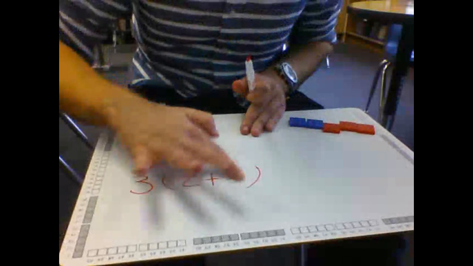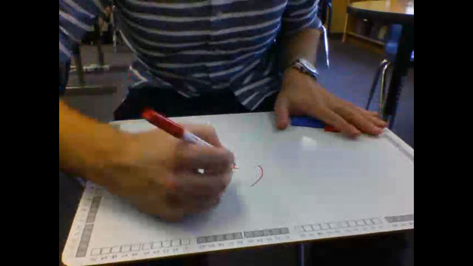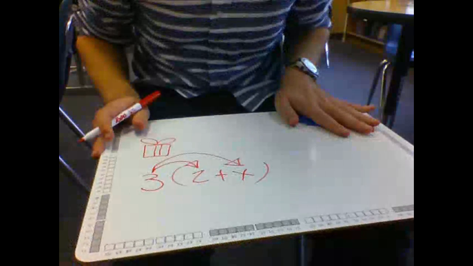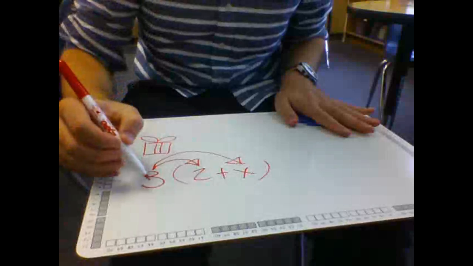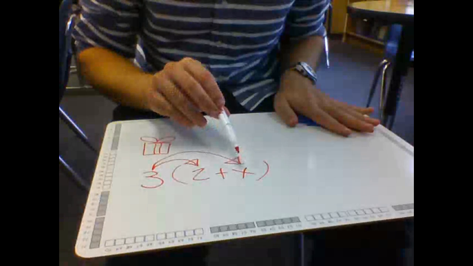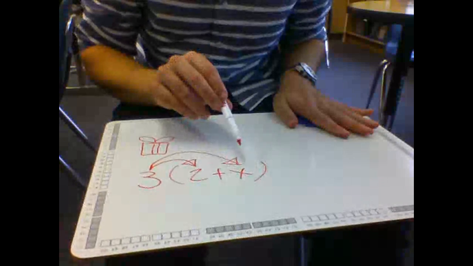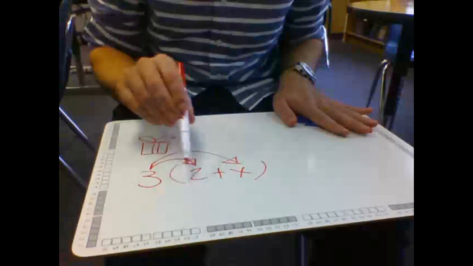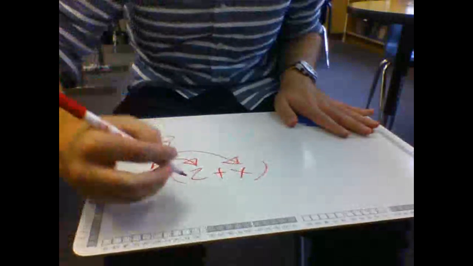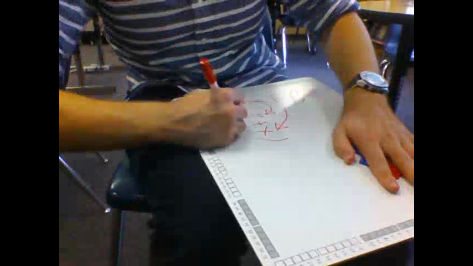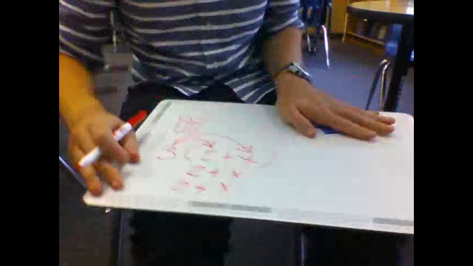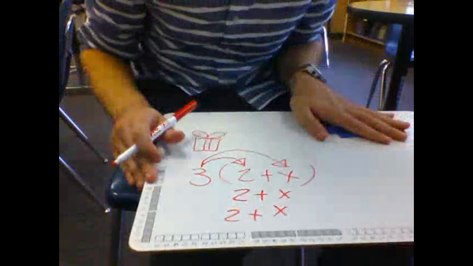Now, let's say that instead of a 3 here, we had an unknown amount. What would we do? Well, it doesn't matter. We're still distributing our 3. In other words, we are still talking about 3 of these values. We're still talking about 3 groups of 2 and 3 groups of our unknown value. So if I were to write out each one of those, it would be 2 plus x and 2 plus x. In other words, we have 3 groups of those.